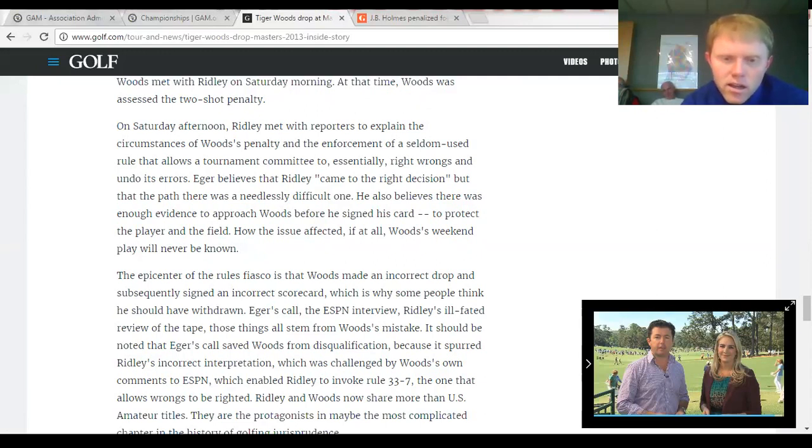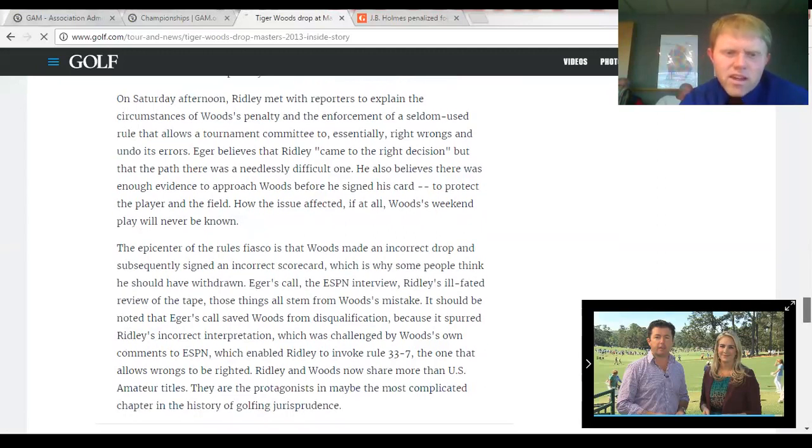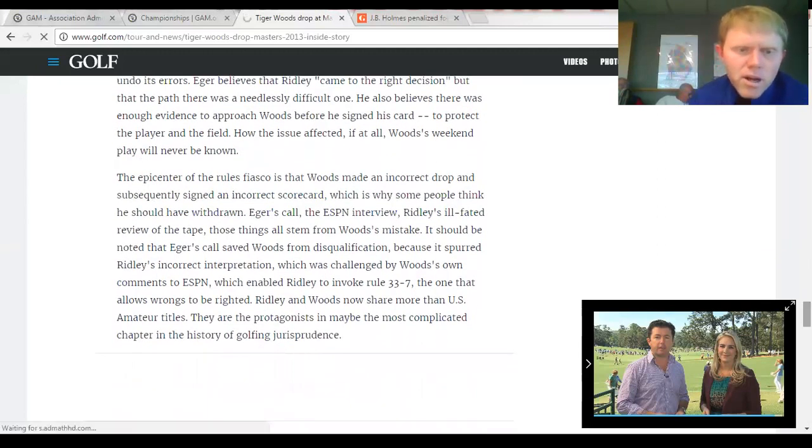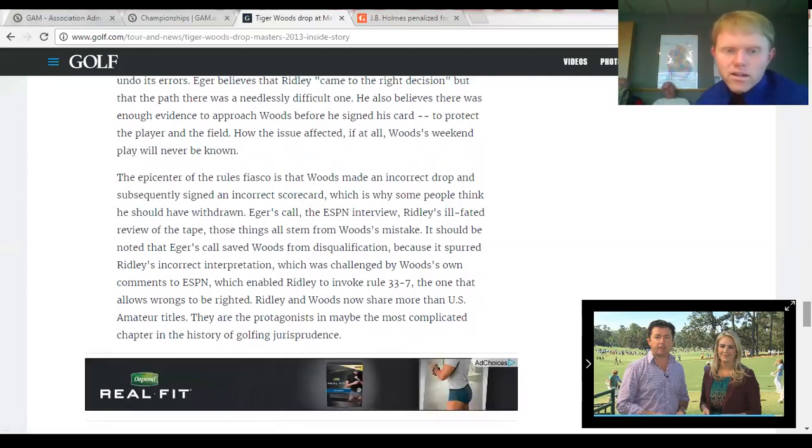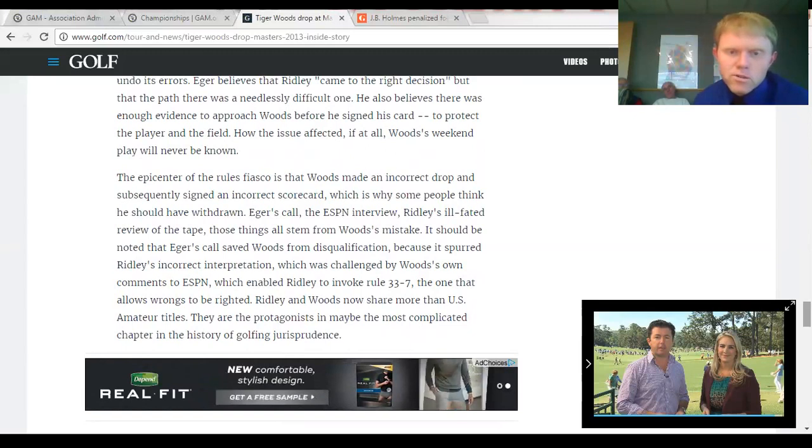Eager's call, the ESPN interview, Ridley's ill-fated review of the tape, those things all stem from Woods' mistake. It should be noted that Eager's call saved Woods from disqualification because it spurred Ridley's incorrect interpretation, which was challenged by Woods' own comments to ESPN, which enabled Ridley to invoke Rule 33-7, the one that allows wrongs to be righted. Ridley and Woods now share more than U.S. amateur titles. They are the protagonists of maybe the most complicated chapter of the history of golfing jurisprudence.